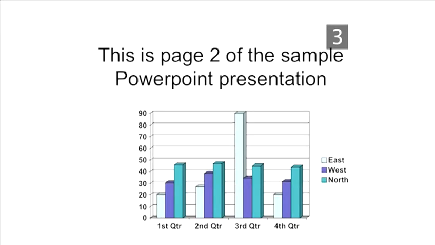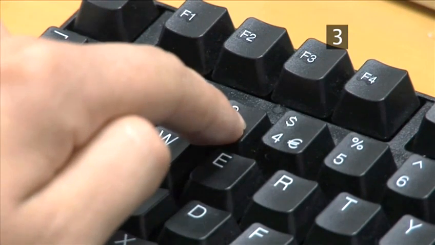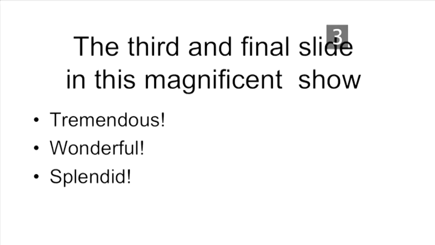And use Escape to end the slideshow. Press B to pause the slideshow and display a black screen. Press B again to resume the slideshow. Press W to pause the show and show a white screen. Press W again to resume the show. Type a number and then press Enter to move to the slide of that number.